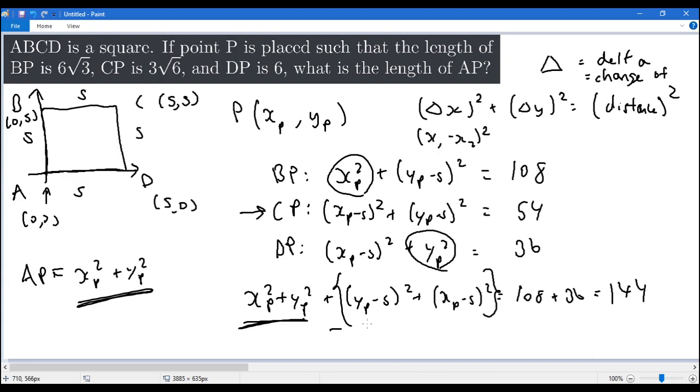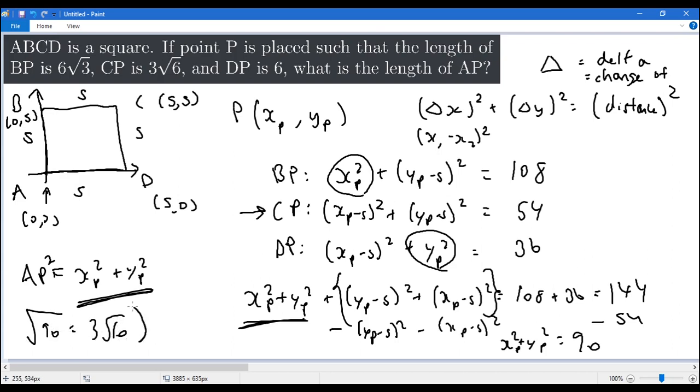So we can simply subtract off CP. In other words, subtract off these 2. So then we'll be subtracting 54. And we'll get x squared plus y squared equals 90. Now this is actually the length squared by the formula. We need to take the square root of 90, which equals 3 root 10, and that is our answer.